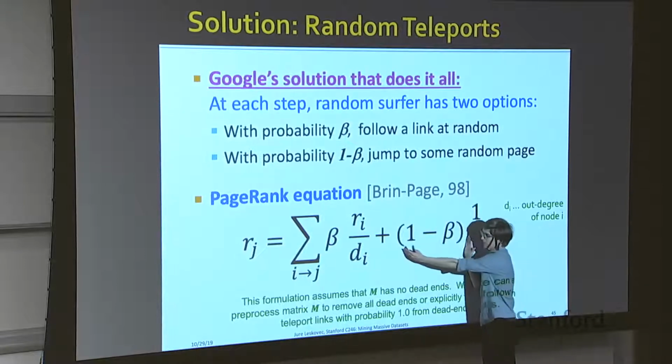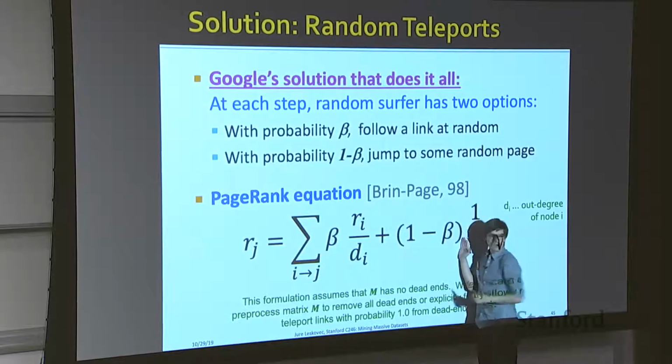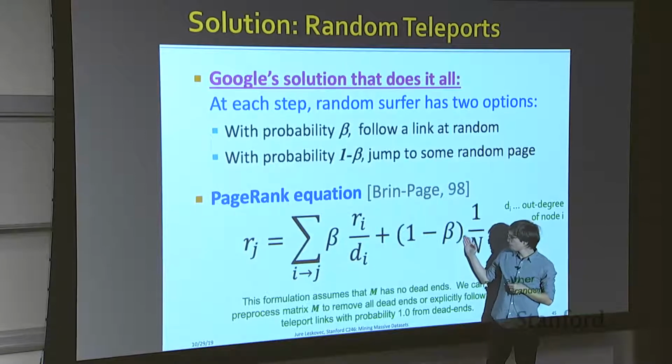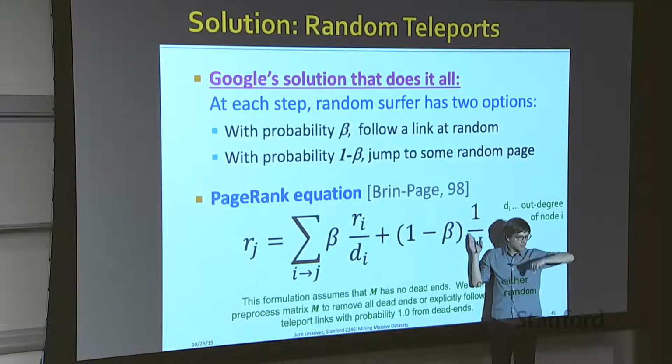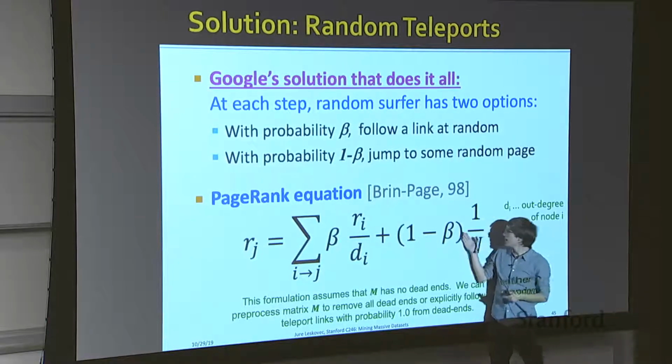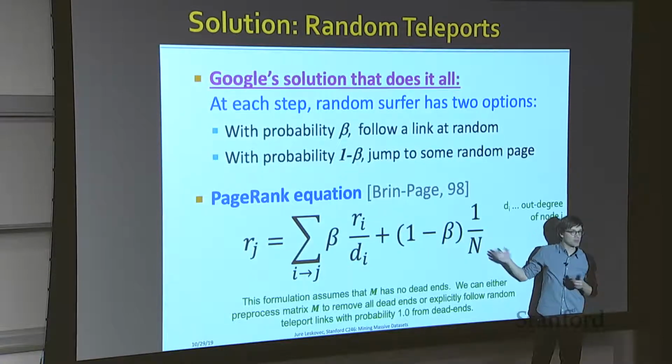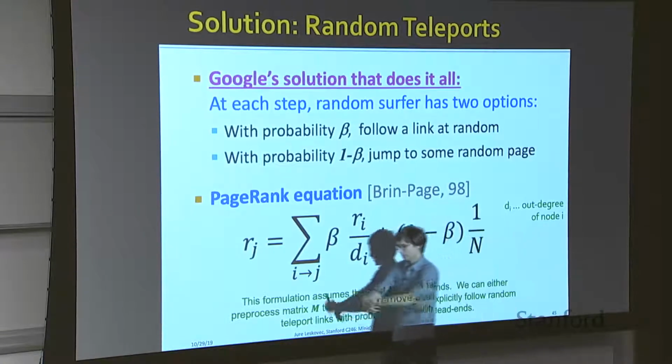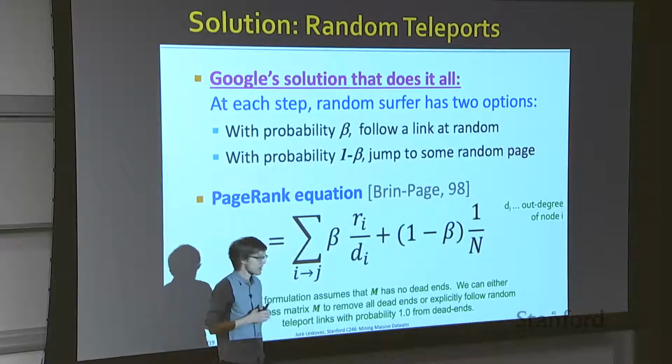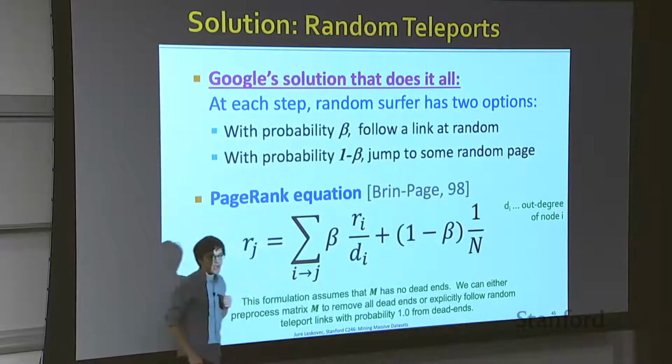It says, but with probability 1 minus beta, the random walker decided to teleport, to jump. What's the probability that they jumped onto me, node j? It's 1 over the number of nodes, because we are assuming that the teleportation happens uniformly at random. Okay? So this is now our new PageRank equation.